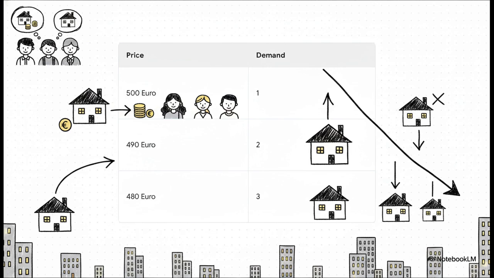It makes total sense, right? As the price drops, more and more students are willing and able to rent. Higher prices, lower demand. It's a completely undeniable relationship.